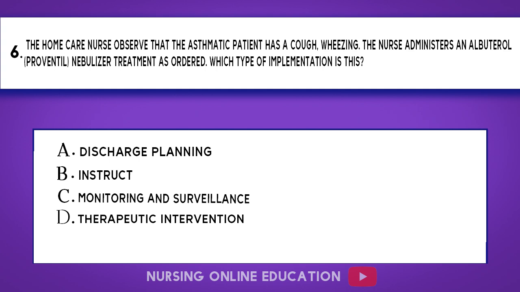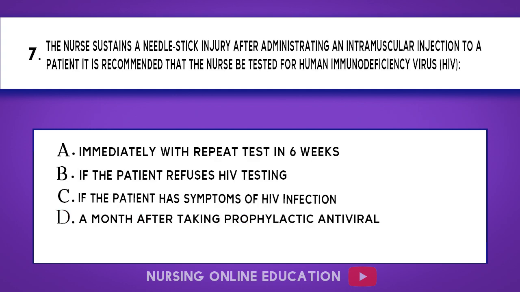6. The home care nurse observed that the asthmatic patient has a cough and wheezing. The nurse administers an albuterol, Proventil, nebulizer treatment as ordered. Which type of implementation is this? A. Discharge planning. B. Instruct. C. Monitoring and surveillance. D. Therapeutic intervention. The answer is option D. Therapeutic intervention.